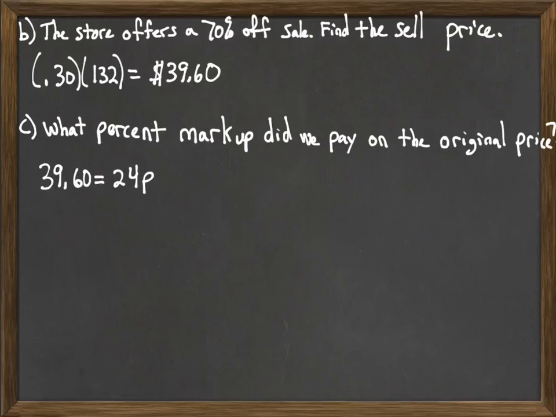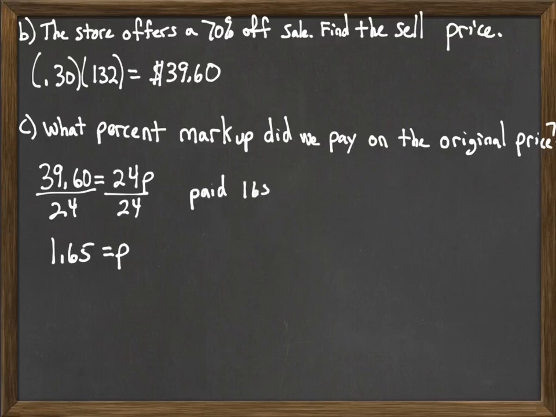So we need to solve the equation 39.60 equals 24p. All right, our 39.60, what we paid, is what percent of 24? And then we solve that equation. So we divide both sides by 24, and when you do that, you're going to get 1.65 equals p. So that means that we paid 165%. Well, part of what we paid was the original $24 price. So that means we paid a 65% markup.